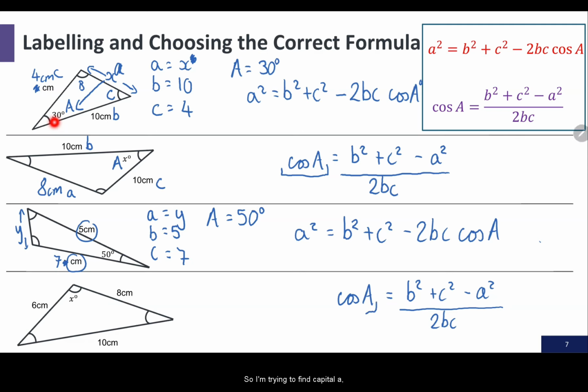What's most important is matching capital A with lowercase a. I'm trying to find capital A, so it makes sense to label this angle here with the x as capital A, which means the 10 centimeter side is lowercase a. For the other two sides, it doesn't matter because we're squaring them and adding them and multiplying. So for this problem, I would let lowercase a be equal to 10, lowercase b be equal to 8, lowercase c be equal to 6, and capital A would be equal to x. And that's all I would need.